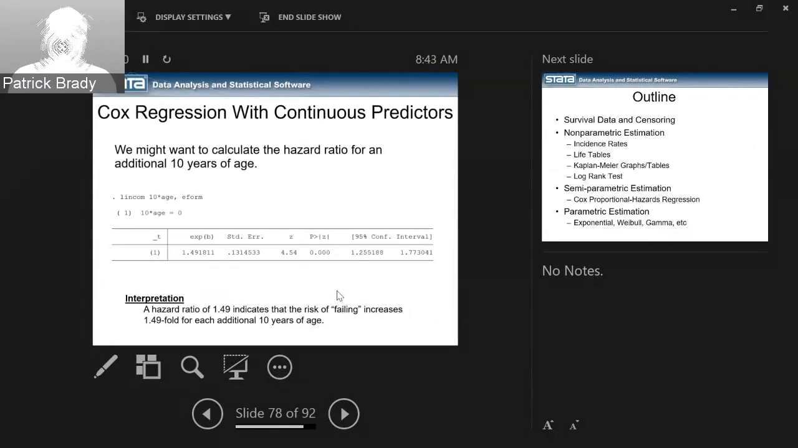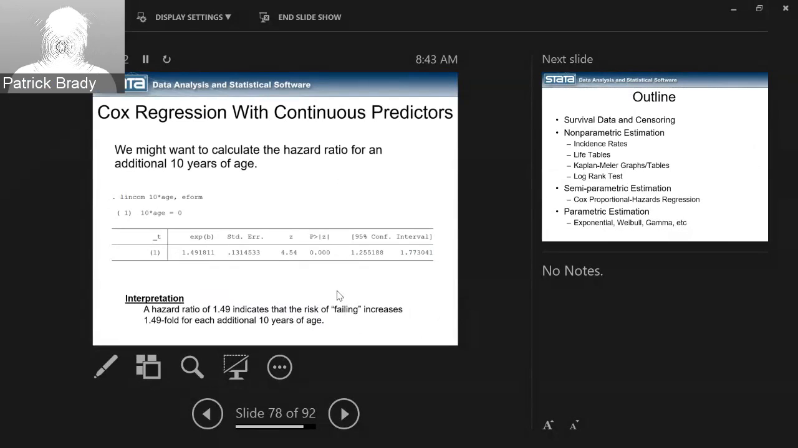And so I can ask, what's the effect of a 10-year? So the command would be lincom 10 times age. And then the comma eform tells Stata, I want you to exponentiate the coefficient so that I can see what's the hazard ratio for a 10-year differential in age. So in this case, rounded, it's about 1.5. The hazard ratio is about 1.5.